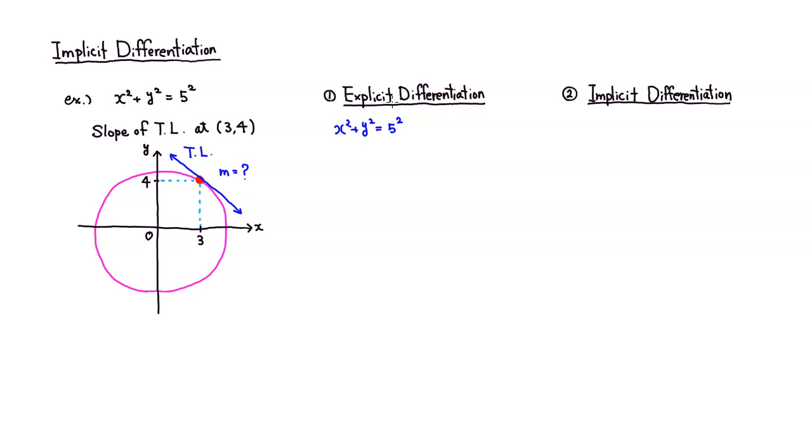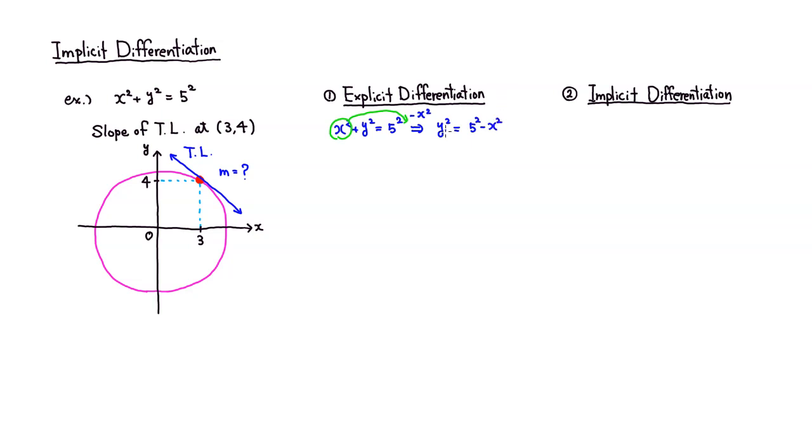When you have an equation like that, for explicit differentiation we need to rewrite it in y equals form so that we can take the derivative. So let's do that. First, we have to move x squared. I'm going to put the x squared over to the other side by simply subtracting x squared from both sides. So you have y squared is equal to 5 squared minus x squared.